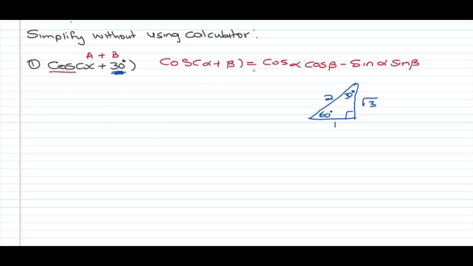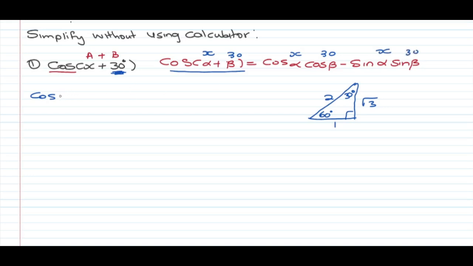So let's write this using this compound formula. So I'm going to have this as the cos of x plus 30. Remember, on this problem, what is my value of alpha? The value of alpha is x, and beta will be 30. So where there's alpha, we put x. Where there's beta, we put 30. So let's quickly write that.